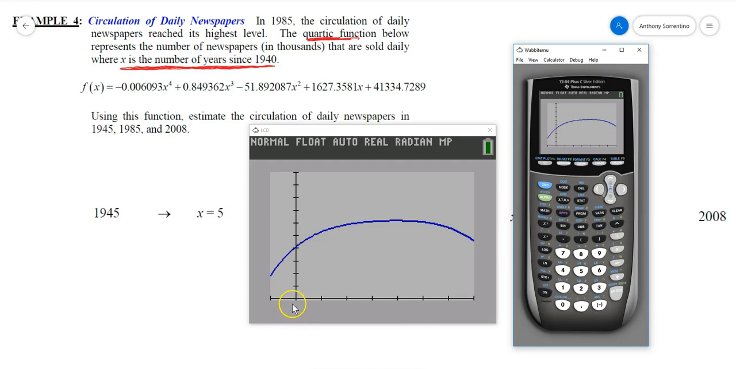And I can also see here, when my x values, which are going by tens down here, when x is about 40, that's when I'm going to reach about a maximum as far as circulation goes. So when x is 5, in 1945, I expected it to be a certain value over that initial 41,000. In 1985, which is 45 years later, I would expect it to be kind of where its maximum is, and so I should see a higher value for its readership. And then in 2008, I should see it be down a bit more because it should be somewhere around here.